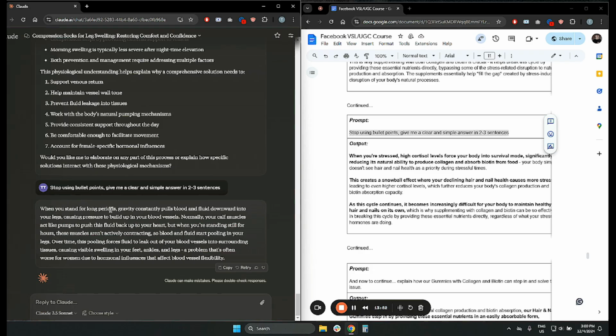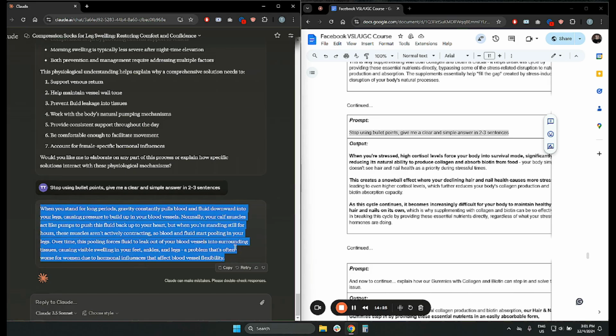It said, when you stand for long periods, gravity constantly pulls blood and fluid down into your legs, causing pressure to build up in your blood vessels. Normally, your calf muscles act like pumps to push this fluid back up to your heart. But when you're standing still for hours, these muscles aren't actively contracting, so blood and fluid start pooling in your legs. Over time, this pooling forces fluid to leak out of your blood vessels into the surrounding tissues, causing visible swelling in your feet, ankles, and legs. A problem that's often worse for women due to hormonal influences that affect blood vessel flexibility.